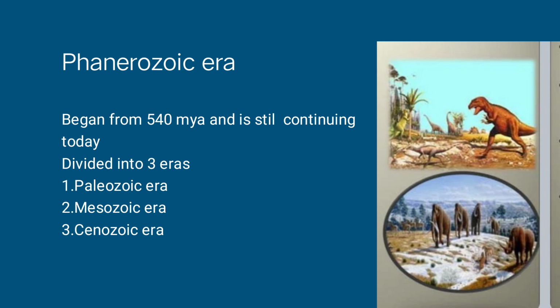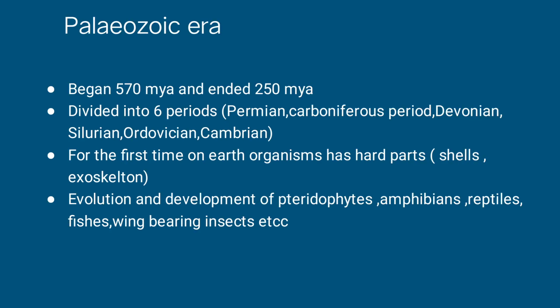Phanerozoic eon began 540 million years ago and is still continuing today. It is divided into three eras: Paleozoic era, Mesozoic era, and Cenozoic era. Paleozoic era began 570 million years ago and ended 250 million years ago, divided into six periods. For the first time on Earth, organisms had hard parts such as shells and exoskeletons. Evolution and development of pteridophytes, amphibians, reptiles, fishes, wing-bearing insects, etc.